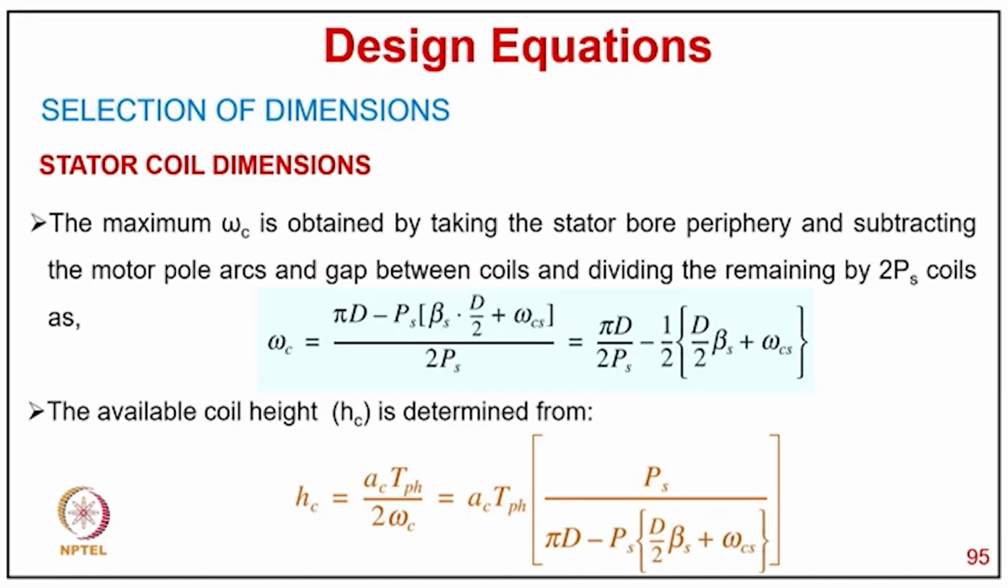and the maximum WC is obtained by taking the stator bore periphery and subtracting the motor pole arc and gap between the coils, and dividing by 2 PS coils: WC equal to (πD minus PS(βs D/2 plus WCS))/2PS, equal to πD/2PS minus half (D βs/2 plus WCS).